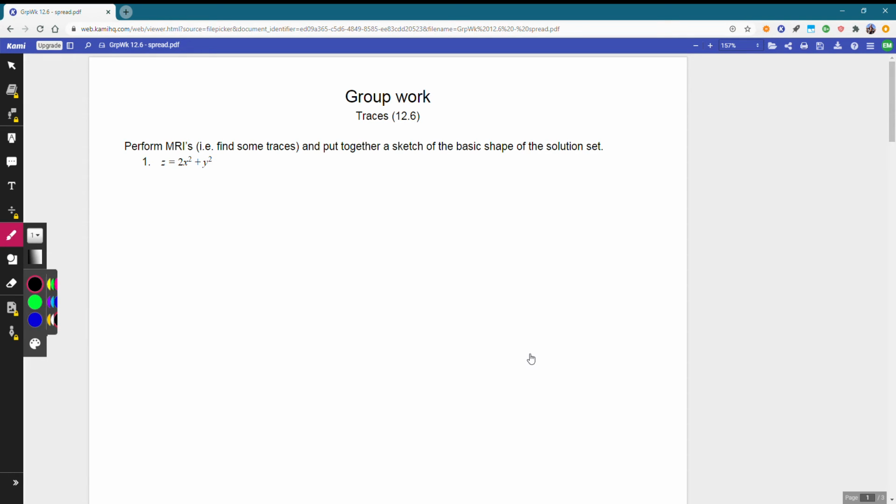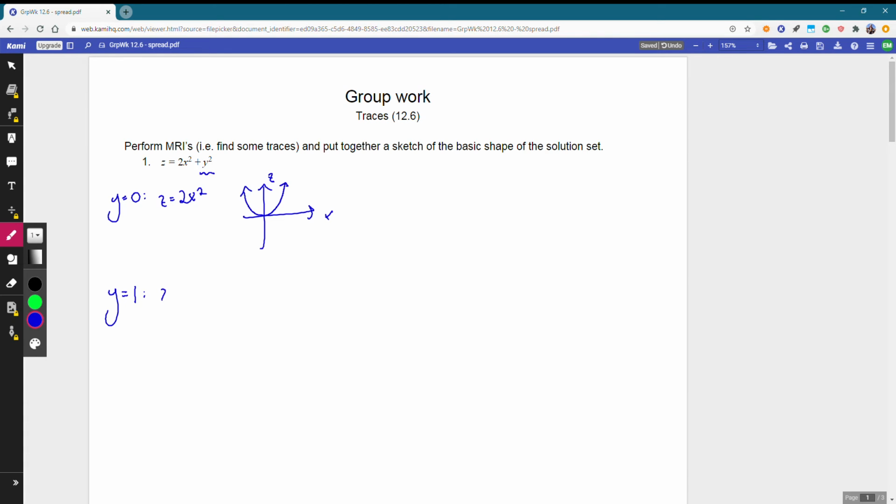Just to pick something, maybe I'll pick y. And let's choose some constants for y. And so let's start with y equals 0. Then the equation we end up with is z equals 2x squared plus 0. And so in the xz plane, this trace is a parabola. Connects with the origin there. There it is.